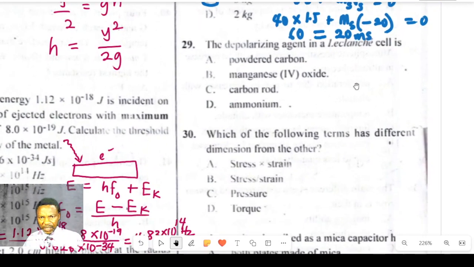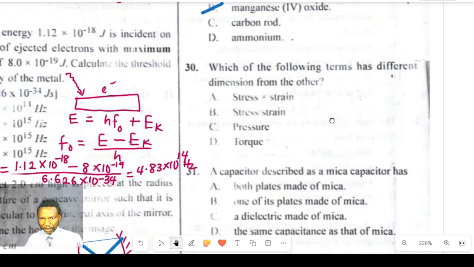Okay, so let's see. The depolarizing agent in the Leclanché cell is manganese(IV) oxide. It is to remove excess hydrogen from the terminal of the battery.